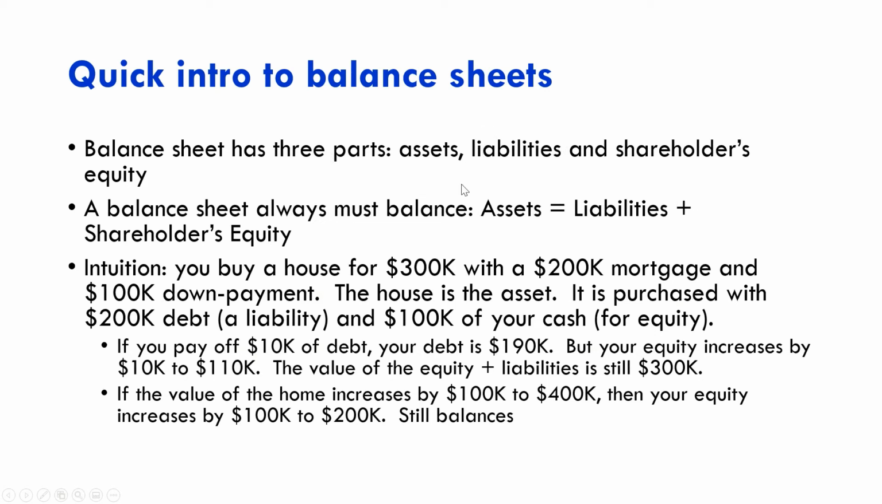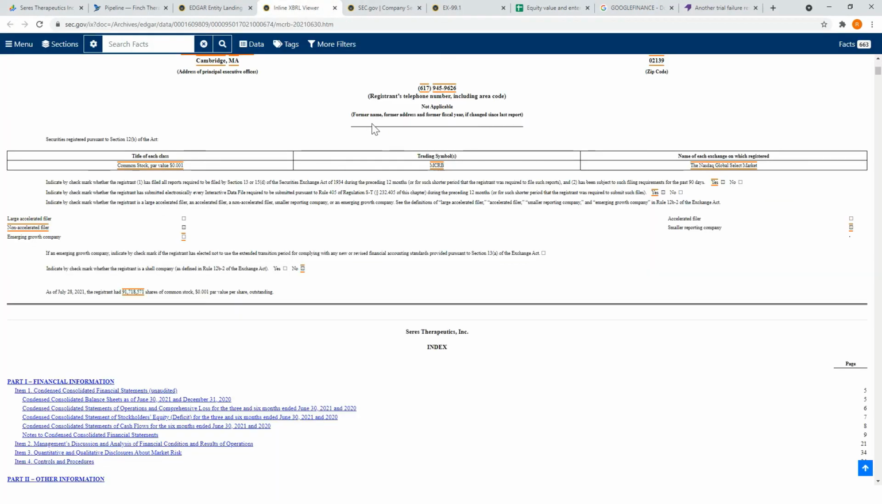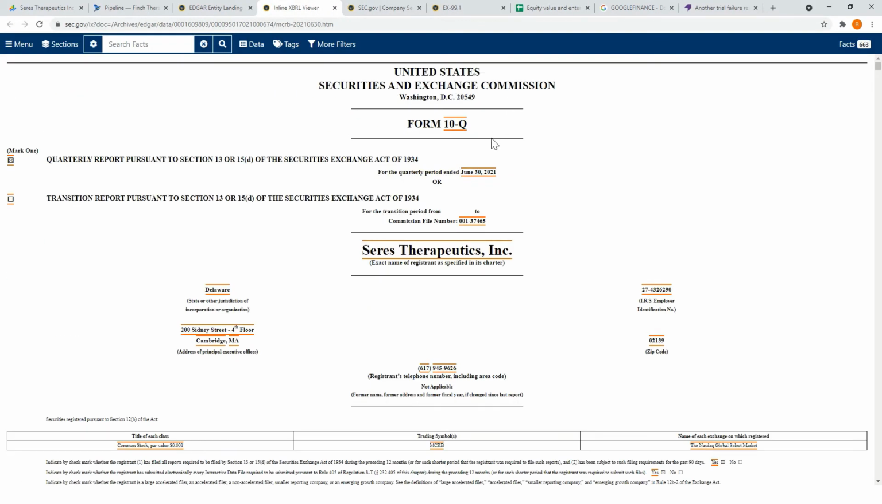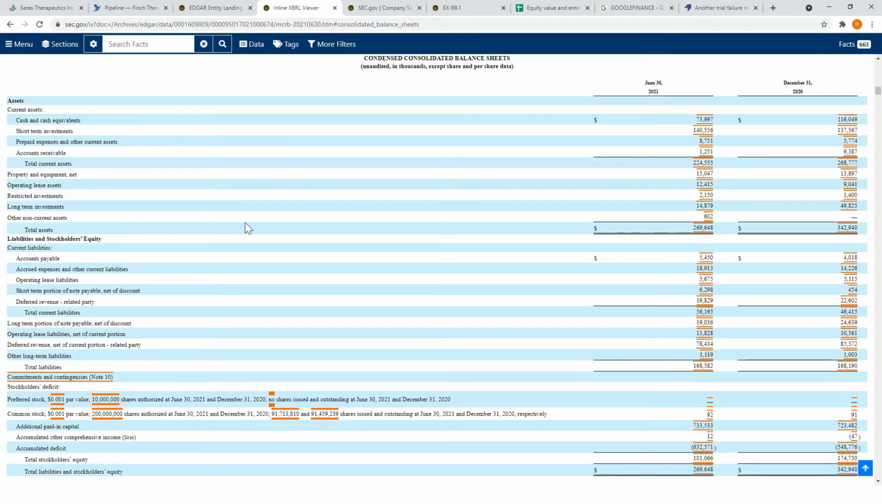Some more intuition behind a balance sheet. One important thing to know about balance sheets is that they must always balance. I'll go ahead and pull up a real balance sheet here to show you this. The 10Q and the 10K, again, are going to be the common sources for financial statements. You can just go to the table of contents and find the balance sheets.